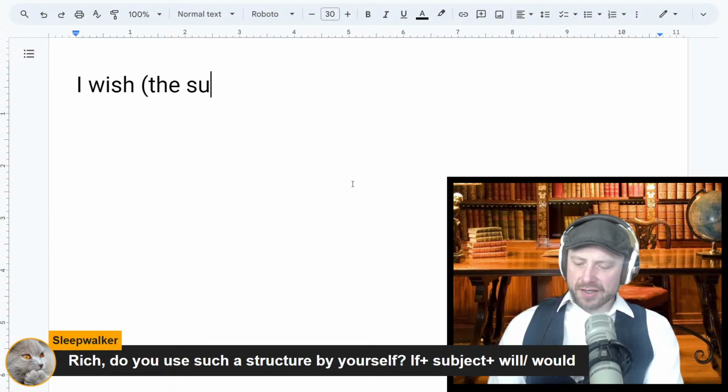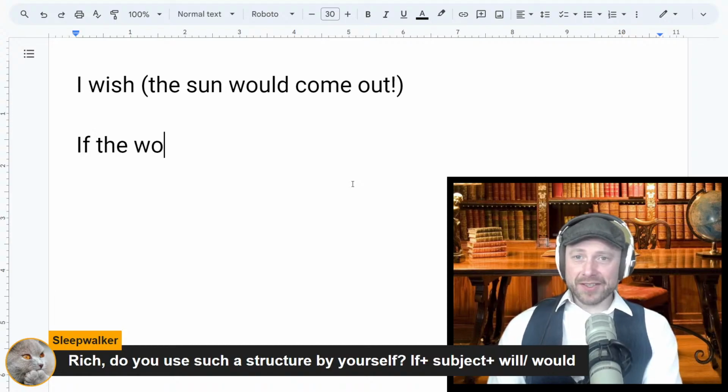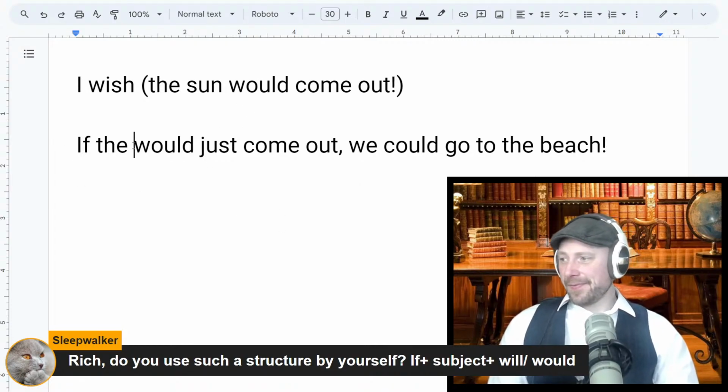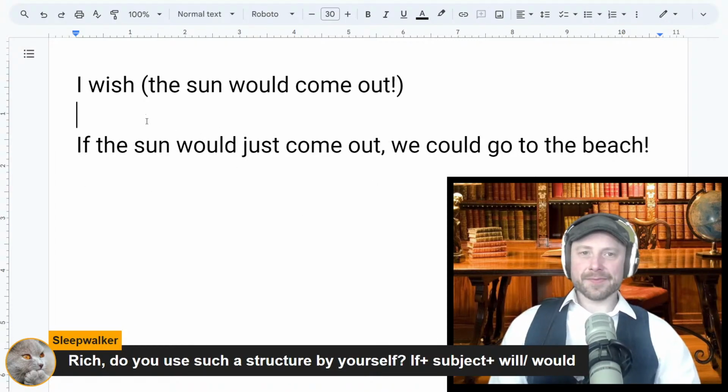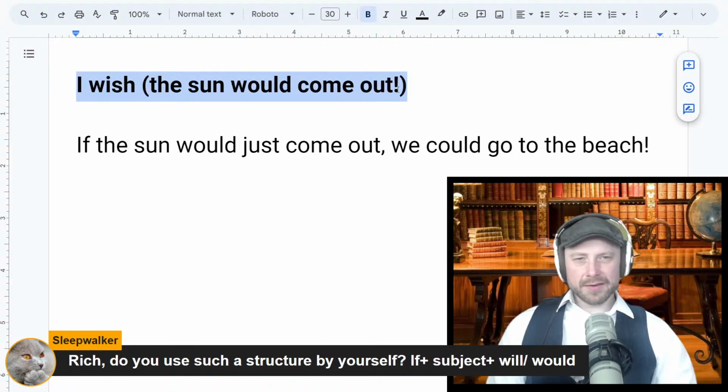Like, I wish the sun would come out. And it's the same idea actually, because it's the same as saying if the sun would just come out, we could go to the beach, right? So, yeah, I can't think of myself using it with if so much, but this one, yeah. I wish the sun would come out, just like that.